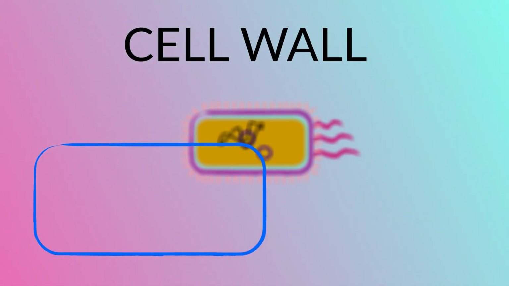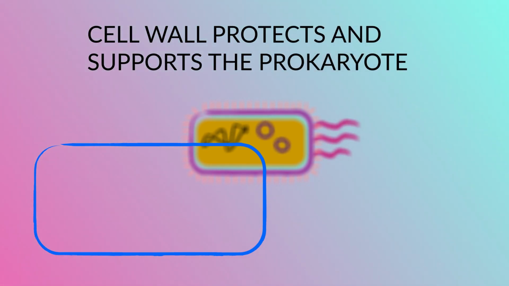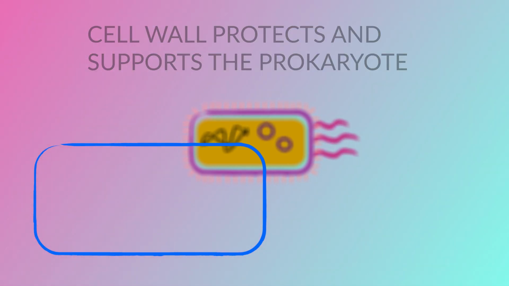Prokaryotes have a cell wall like a plant eukaryotic cell, but it is not made of cellulose like a plant, but it is made of peptidoglycan. Just like in a plant cell, the cell wall in a bacteria protects the cell and keeps it together.